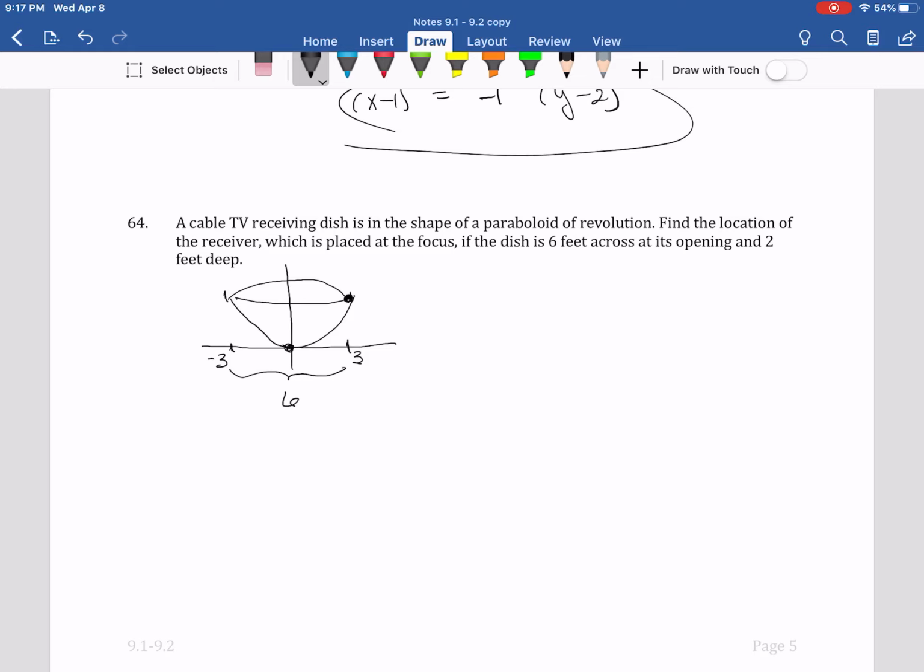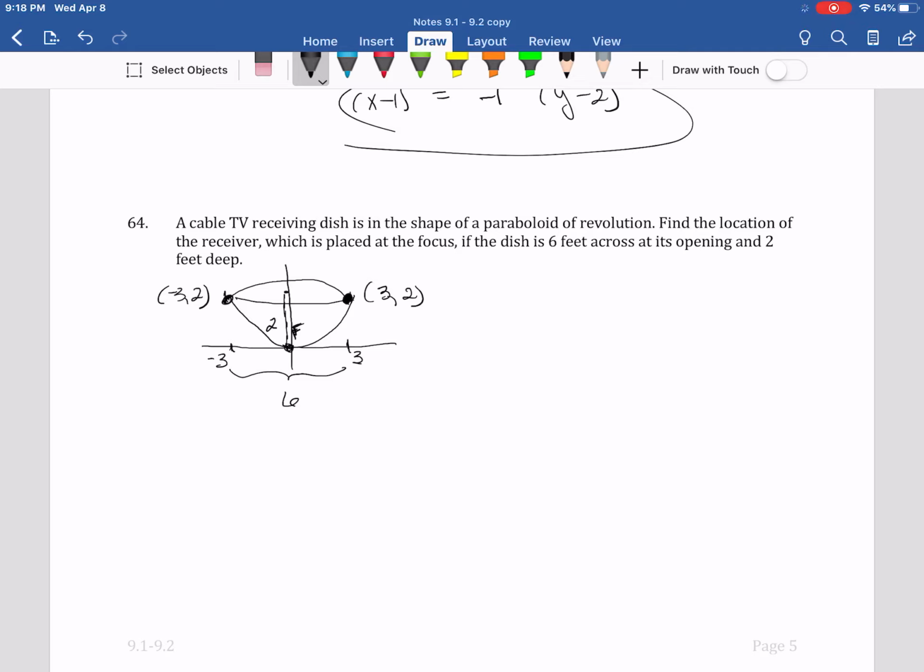The dish is 2 feet deep, so this is my center of the opening. Down to the vertex is 2 feet, 2 feet down. So this ordered pair can now be written as (3, 2). And this ordered pair can be written as (negative 3, 2). Find the location of the receiver, which is placed at the focus. So somewhere inside here is the focus, okay? I can't assume that it's halfway up. Don't just say it's at 1, because it might not be.